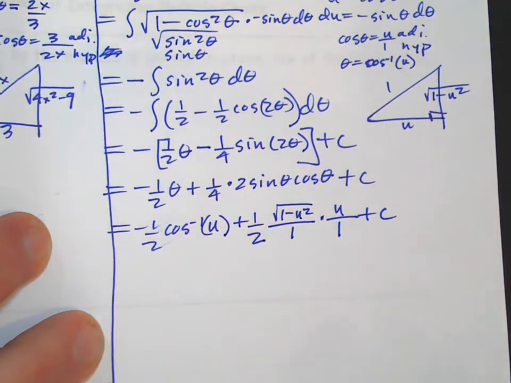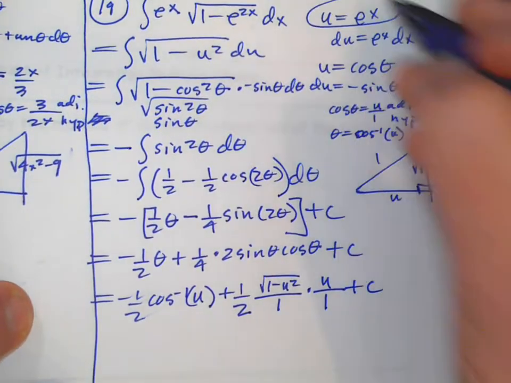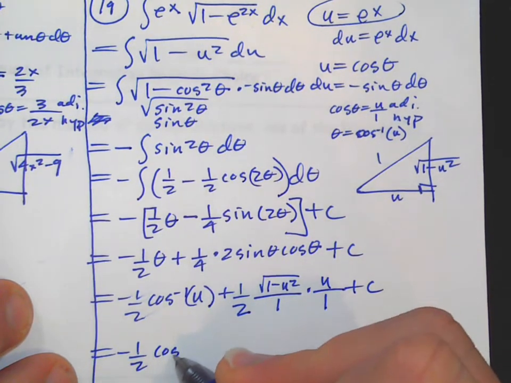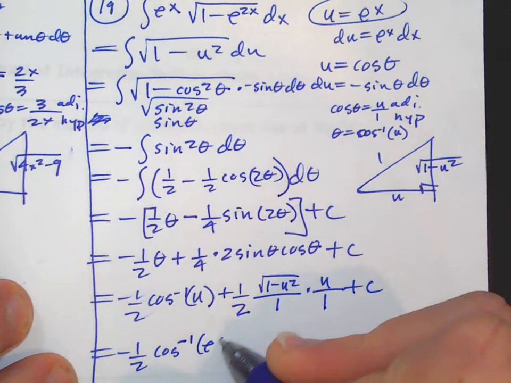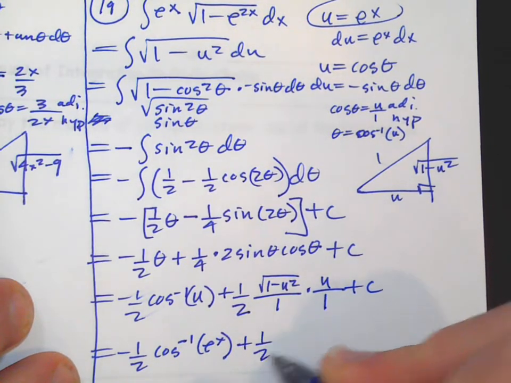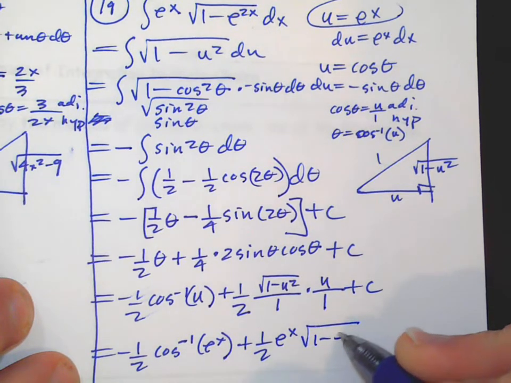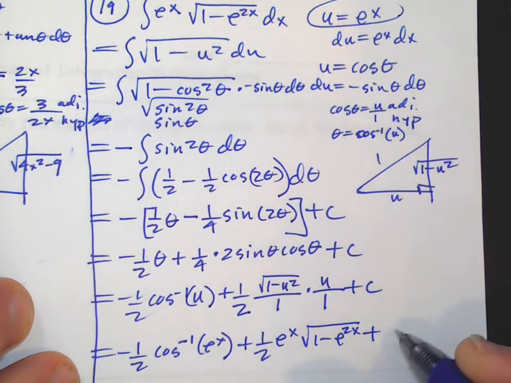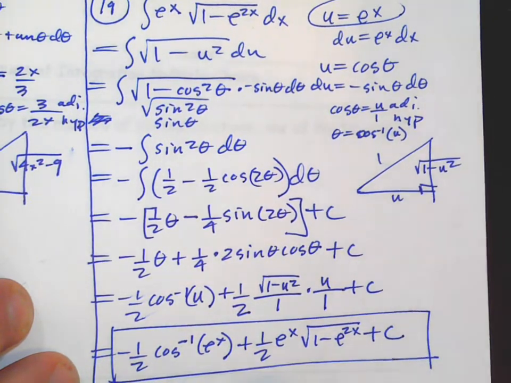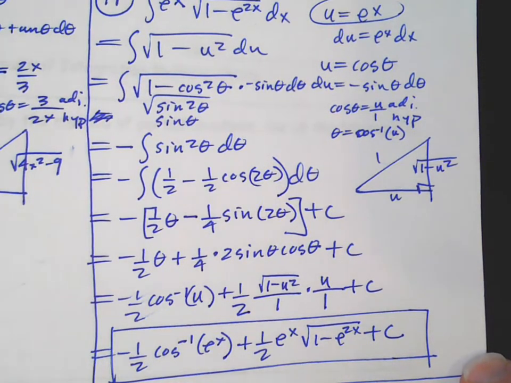We're not done yet because we need to get this back in terms of x. So this step's pretty easy. We just have to replace the u's with e to the x. So this is going to be plus 1/2 e to the x square root of 1 minus e to the 2x plus c. And that is our final answer.